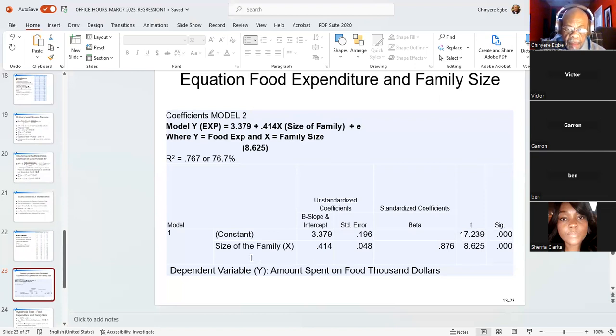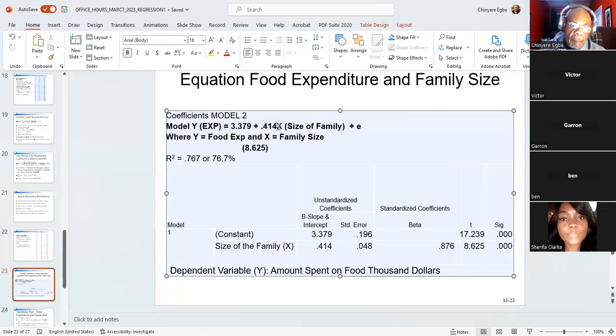And so here we have an estimate of 3.379 and 4.414, which is if the family increases by 1, and then you would have an extra 41 cents spent for each increase of family by 1.